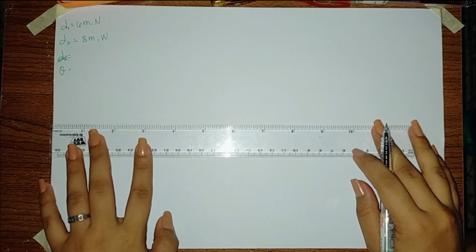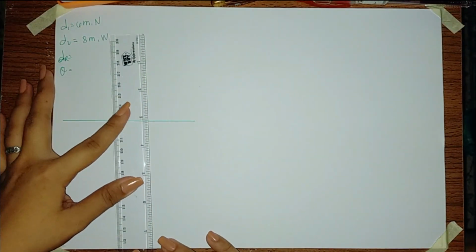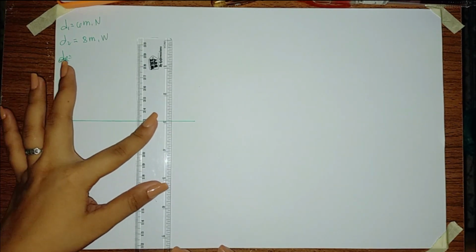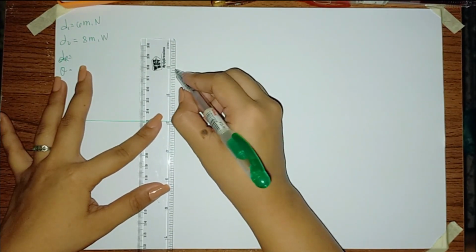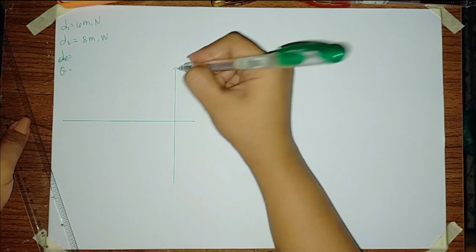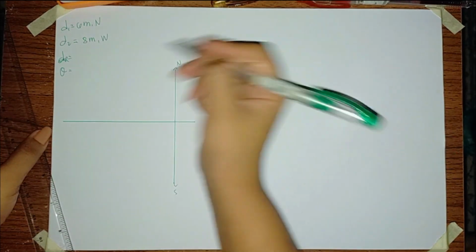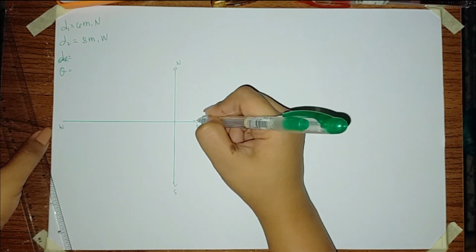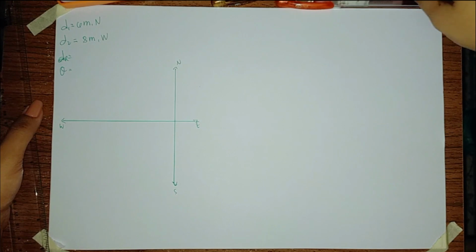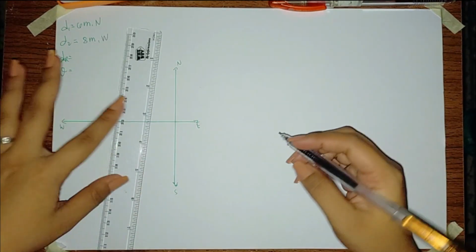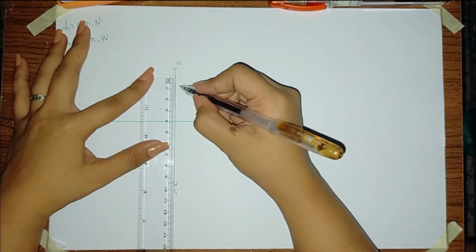Okay, so let us have it here. Indicate lang natin yung direction. So for our first vector, we have 6 meters directed north. So let's say this is for 6 meters directed north.